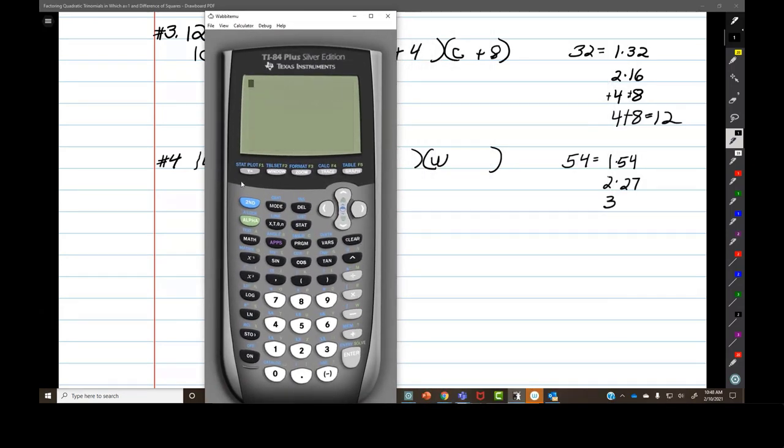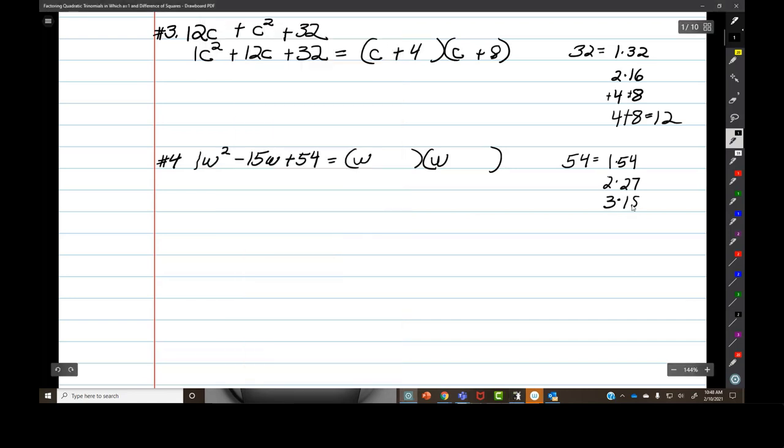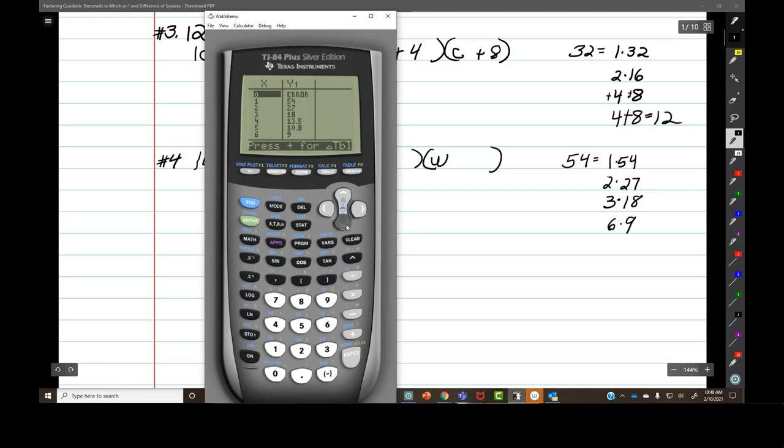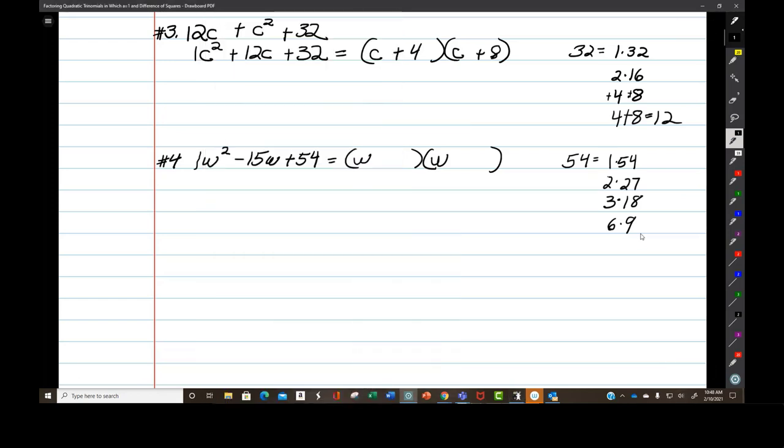But while I'm here, I might as well show you. Go to Y equals, enter 54 divided by X. And then don't hit graph, hit second graph. And now we'll have 1 times 54, 2 times 27, indeed 3 times 18, 6 times 9. Let's see what the others are, if there are others. And 9 times 6, they start to reverse. So here we go, and I hope that two of these will add up to, no they won't.